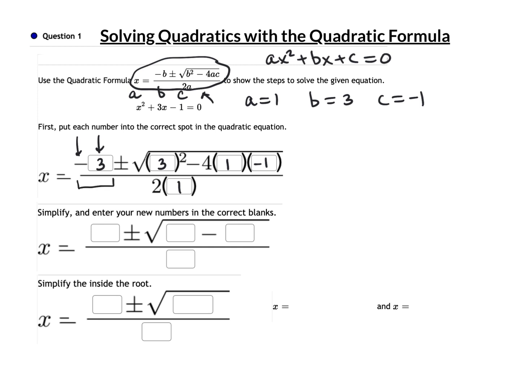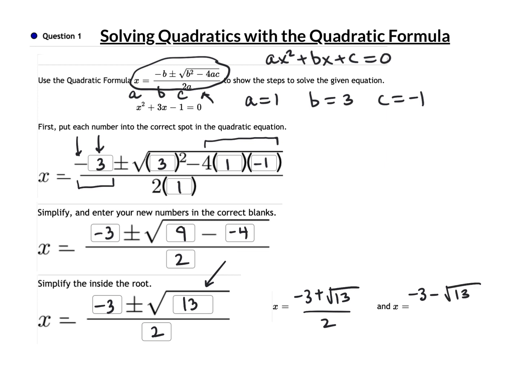First, this is the opposite of 3. That's negative 3. 3 squared is 9. And 4 times 1 times negative 1 is negative 4. 2 times 1 below is 2. We'll simplify this further. This is negative 3 plus or minus 9 minus negative 4. It's a double negative. That's 9 plus 4 is 13 all over 2. There are no perfect squares in 13. It's a prime number. One of our answers then is negative 3 plus the square root of 13 all over 2. And the other answer is negative 3 minus the square root of 13 all over 2.